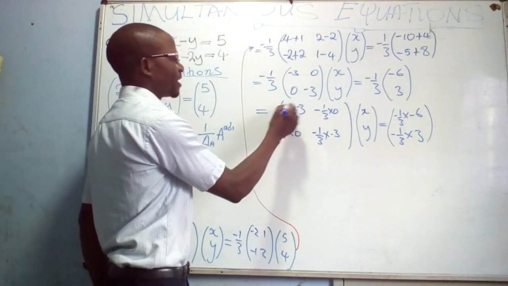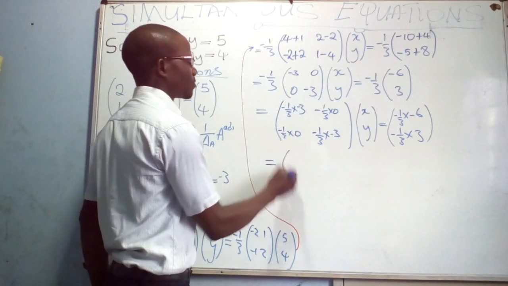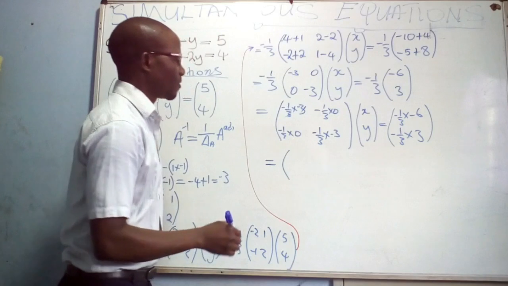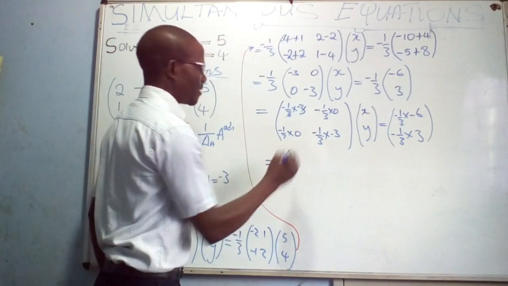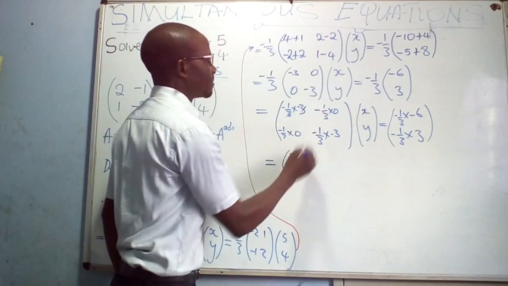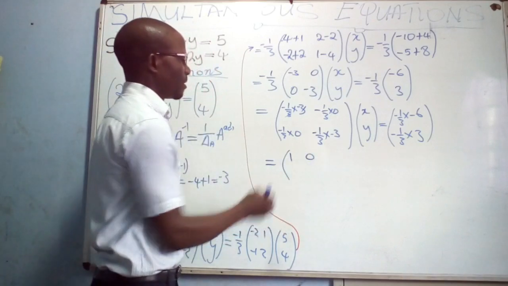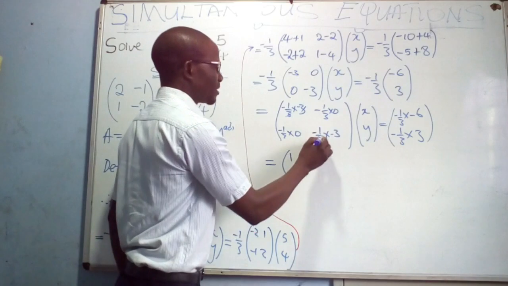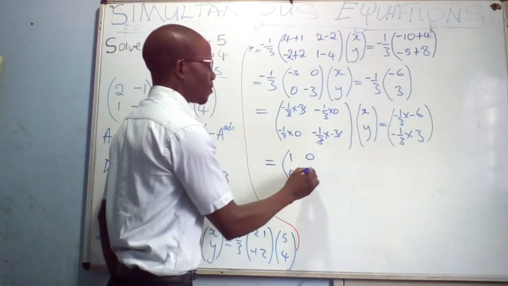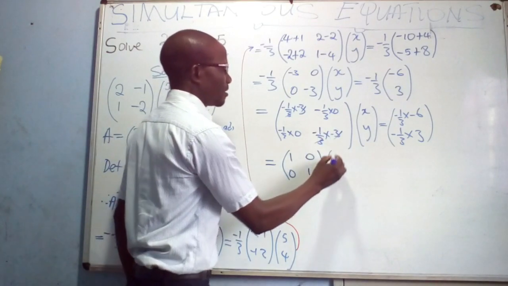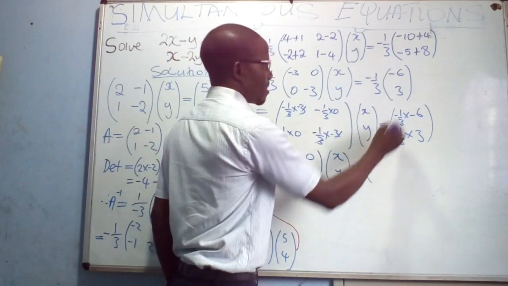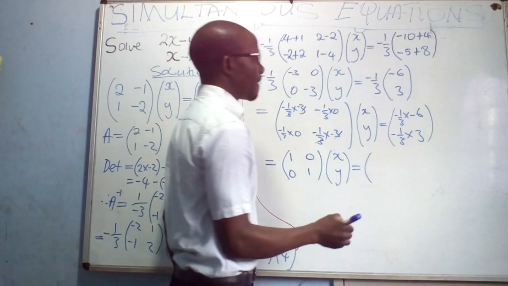At this point, negative times negative is positive. So negative, negative, positive. 3 and 3, they will cancel. So you just have 1 in that position. Any number times 0 is 0. Negative, negative, positive. 3 and 3, they will go. 1 in that position. Then x, y equals this.